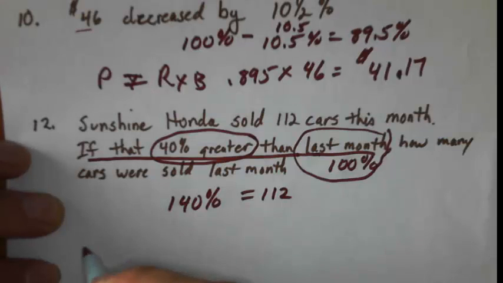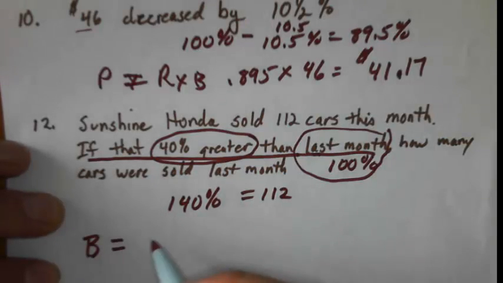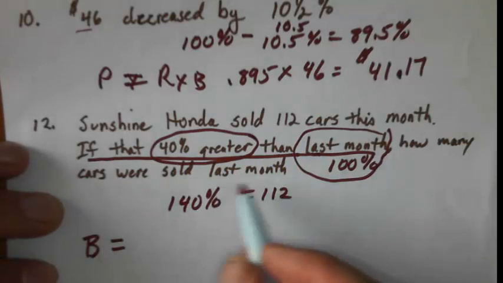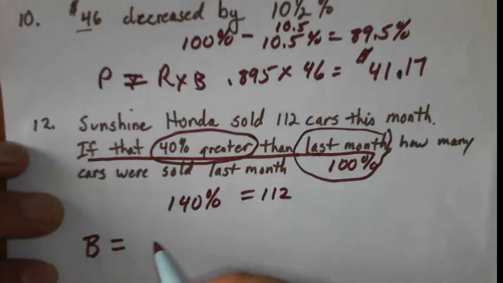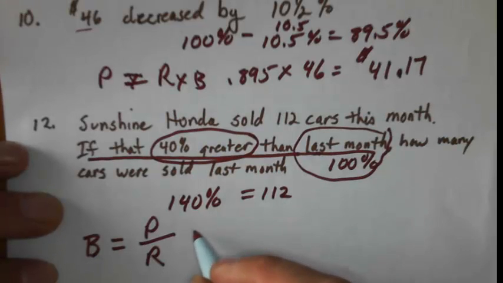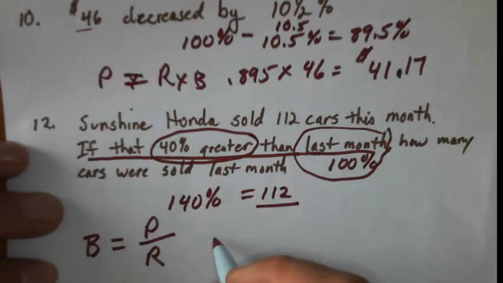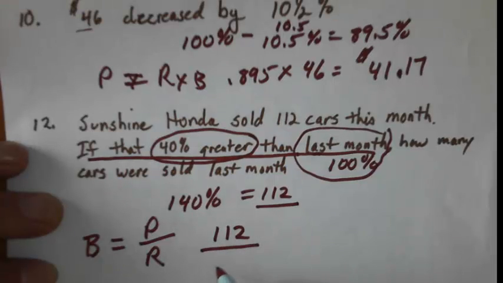Well, here we want to find the old base. So that's going to be over here to the right, because that's what we're looking for. How many were sold last month? That's how we get a base problem. So we're going to have the part over the rate. This is going to be the part, right? So that's going to be the 112, and it's going to go over 140.